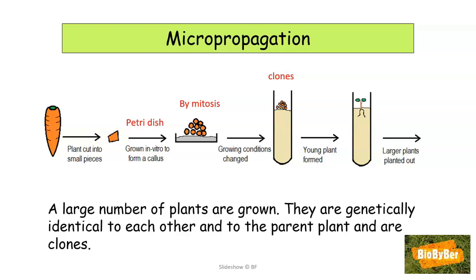So, following this technique, a large number of plants can be grown. They're genetically identical to each other and to the parent plant and are clones of each other.